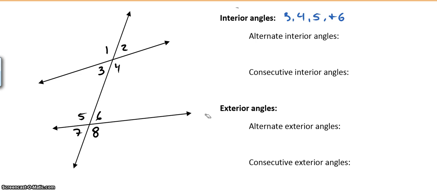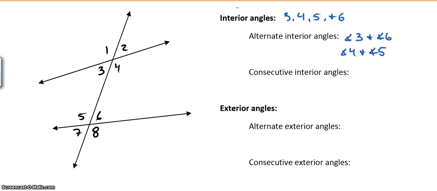Alright. Now, let's focus on just those 4 angles, 3, 4, 5, and 6. Let's talk about alternate interior angles. Alternate means to switch or to flip-flop. So an alternate interior would be on opposite sides of my transversal. So 3 and 6 is what we would call an alternate interior angle relationship, and 5 and 4. So angle 3 and angle 6 are alternate interior angles, as well as angle 4 and angle 5. Alright, so that's that angle pair there, and you have to be able to identify all these angle pairs.